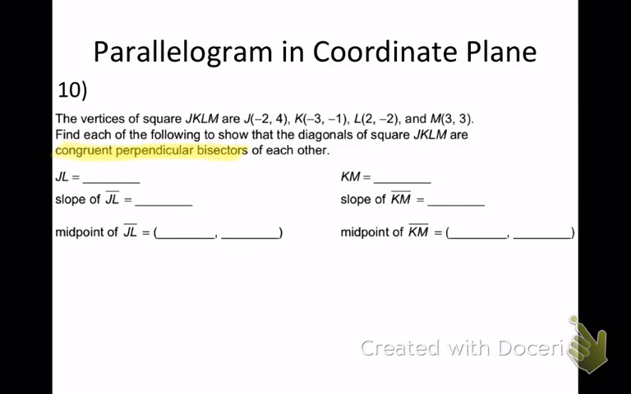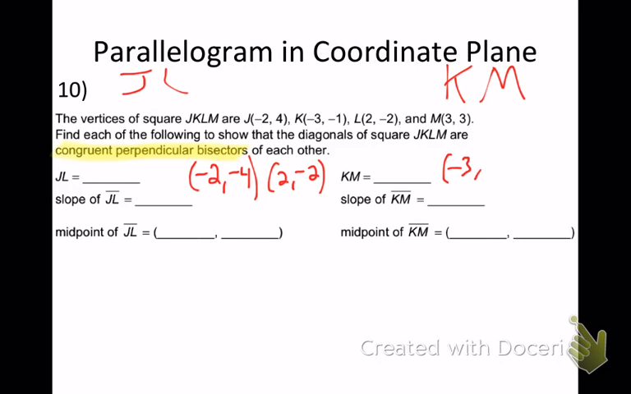So we're going to look at points JL and KM. So I'm going to write them down here for us, and we're going to find some work here. So JL, J was negative 2, negative 4. And L was 2, negative 2. K was -3, -1. And M was 3, 3. For J, it's positive 4, not negative 4. Oh, thank you. And M was what, 3, 3?